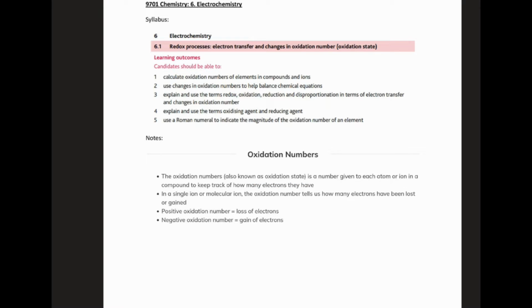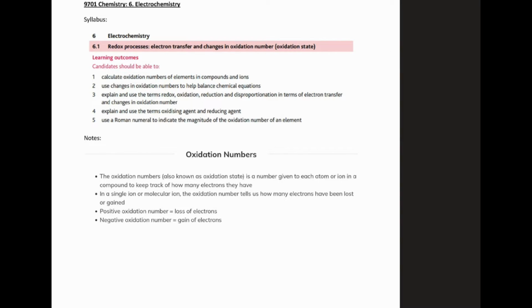For example, a simple one, let's say I have calcium oxide. We need to have some basic understanding of the ions here. We have to know that this is calcium 2 plus, and this is oxide, which is O2 minus. If you know the ions that form this ionic compound, then we will know that the oxidation number is positive 2 and the oxidation number of this is minus 2.